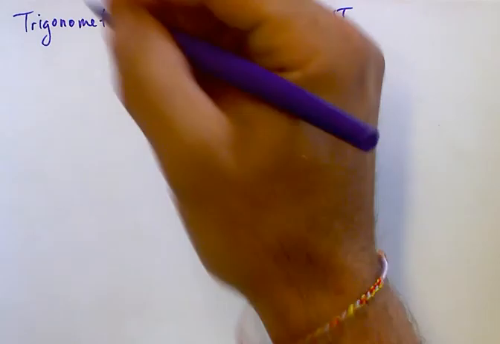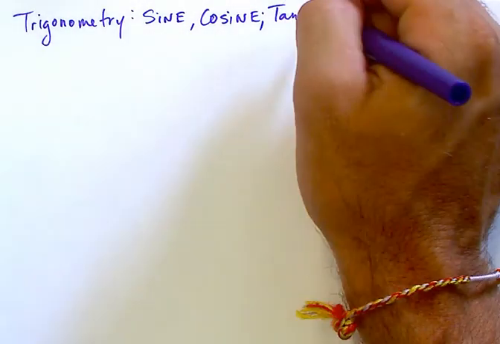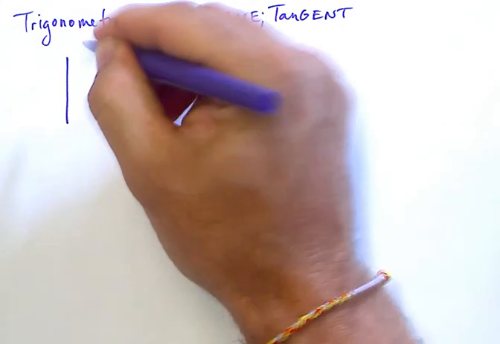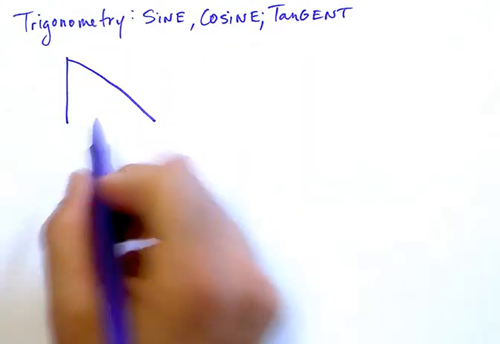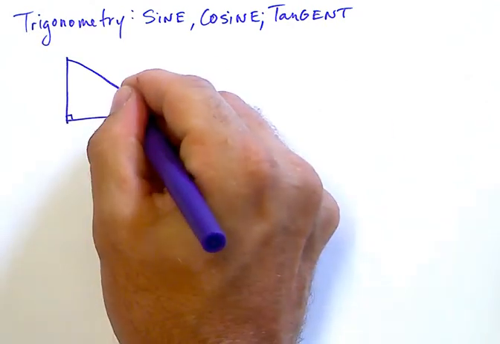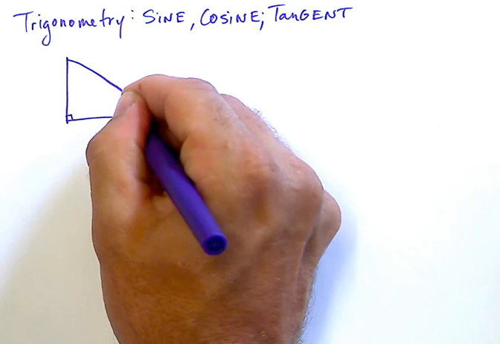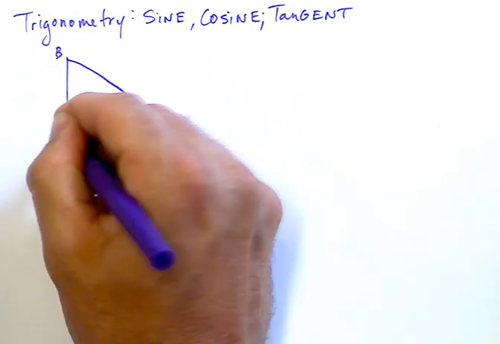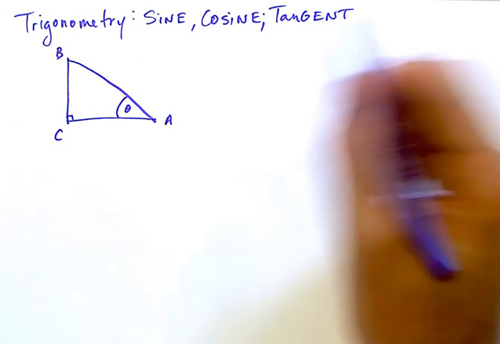Okay, welcome back, class. Sine, cosine, tangent. We're looking at right triangles specifically, and we're looking at a right triangle based on a given angle. So let's say we're looking at the angle A of our triangle here, and we're looking at ratios.